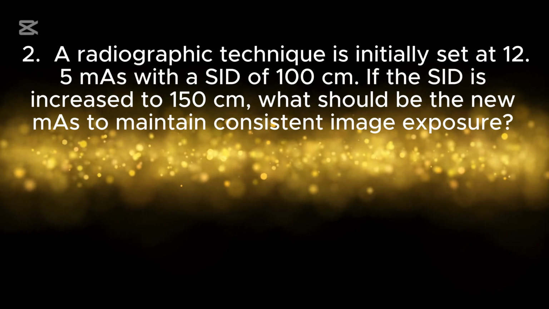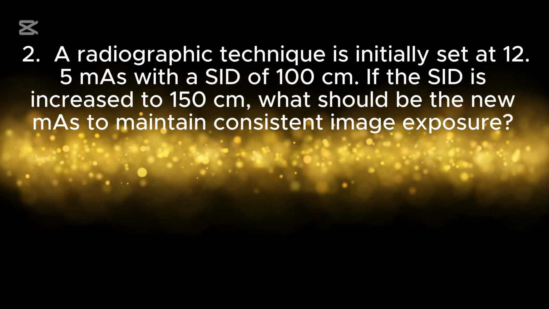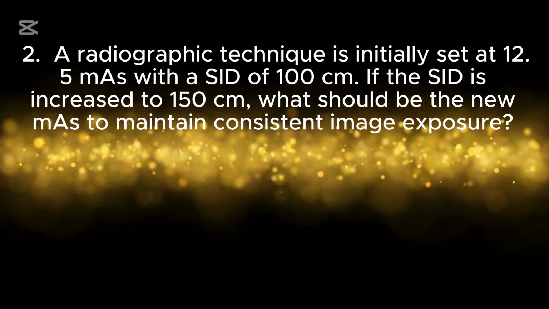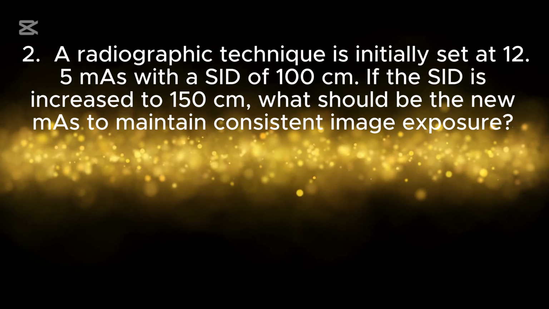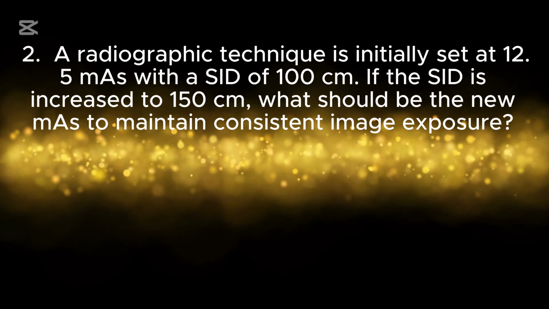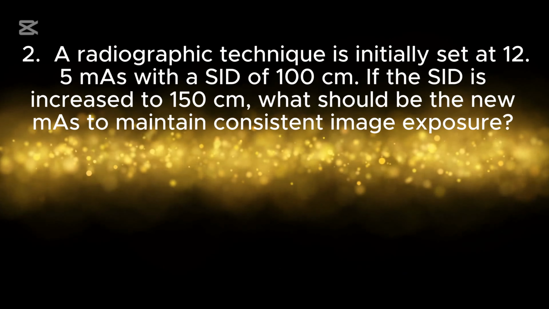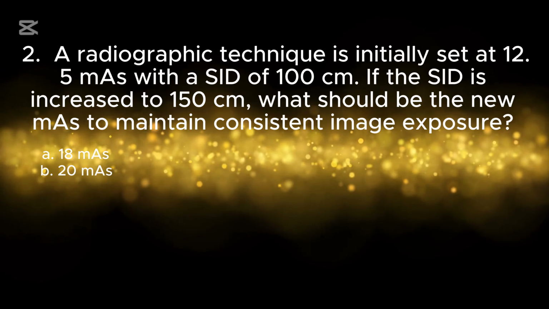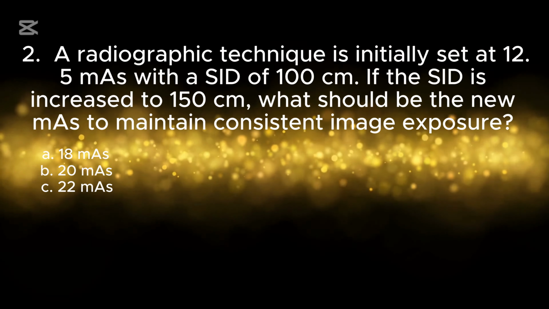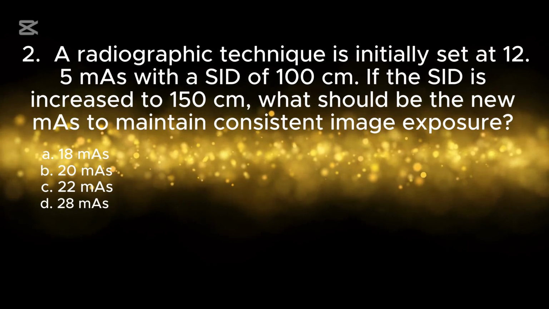2. A radiographic technique is initially set at 12.5 mAs with SID of 100 cm. If the SID is increased to 150 cm, what should be the new mAs to maintain consistent image exposure? A. 18 mAs. B. 20 mAs. C. 22 mAs. D. 28 mAs.